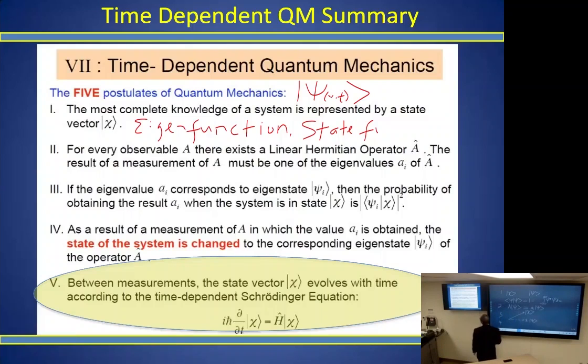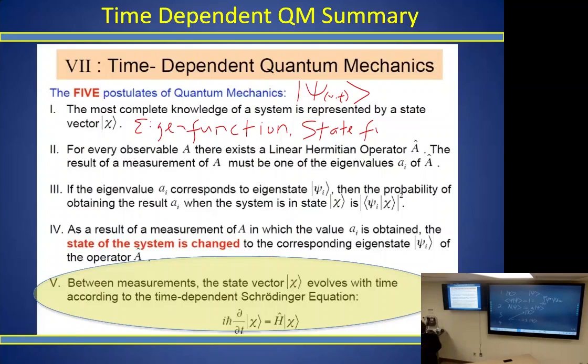And so lastly, our number 5. Between measurements, what happens? The system evolves with time in this abstract vector space. And we can apply the Schrodinger equation on this abstract vector space, or even on any of the eigenstates. Any questions so far?